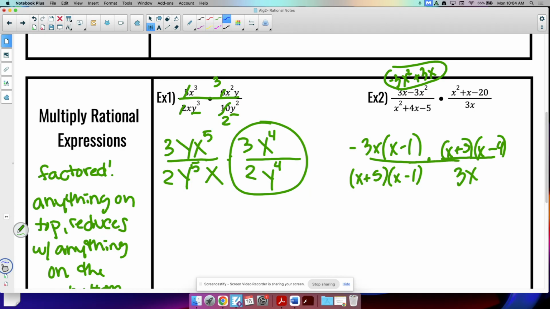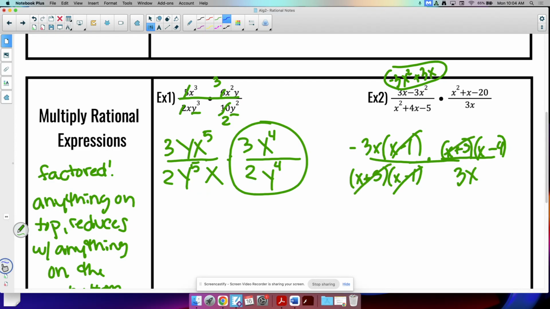Once you have everything factored, remember a multiplication problem is literally just multiplying straight across. So you can kind of just think of it as one big fraction. Anything on top can reduce with anything on the bottom. Doesn't matter what side it's on. So what's something that can cancel? X minus 1s. What else can cancel? Yep, your x plus 5s.